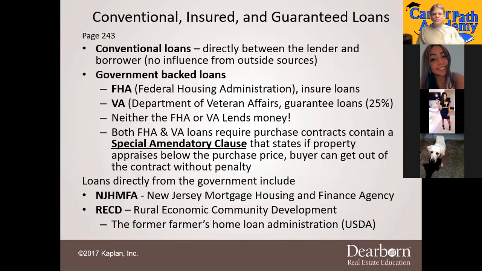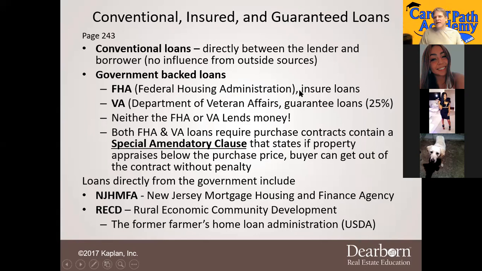What does the FHA do? Insure. They insure loans. What does the VA do? Guarantee. They guarantee a loan, at least 25% of it, rather. Okay. So neither the FHA nor the VA lends money.